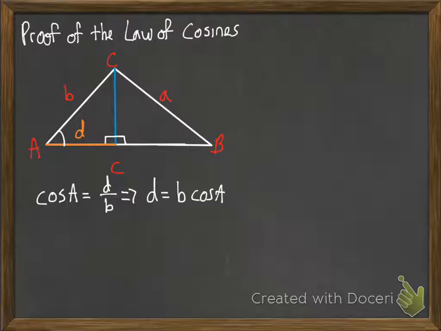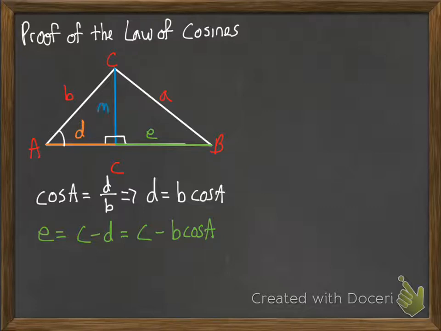Now D is not actually the side I'm interested in. I'm interested in this other side over here, which I'll highlight in green and call E. Now E is just equal to side C, the big long side from A to B, take away side D. And since we know what D is, it's B cosine of A, we can say that E is C minus B cosine of A. So now we know side E.